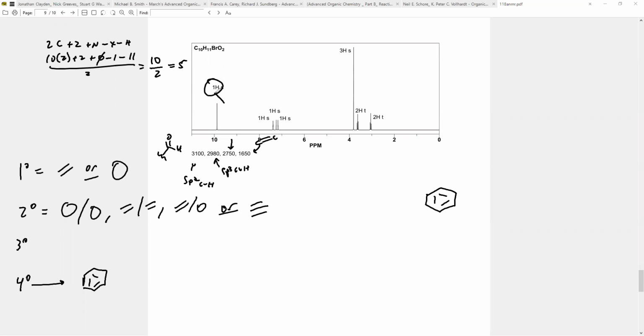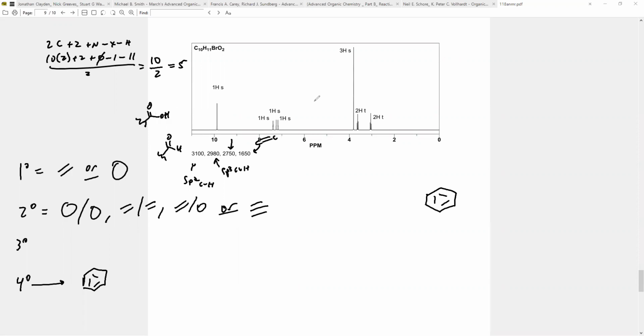But if you have a 1H around 10, that tends to be aldehydic. A very good question I got recently was, how do you tell the difference between aldehyde and carboxylic acid? Carboxylic acids tend to be a little north, or a little west of 10, and they are also rounded because they have an alcohol on them.